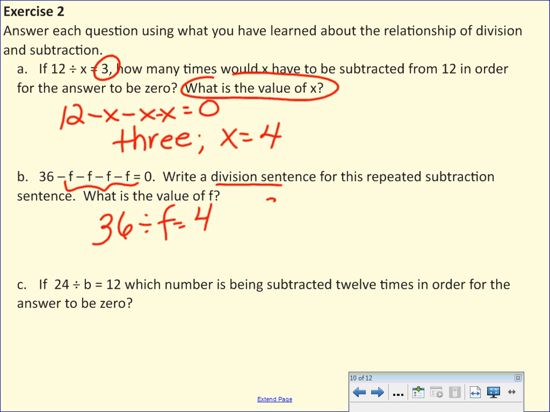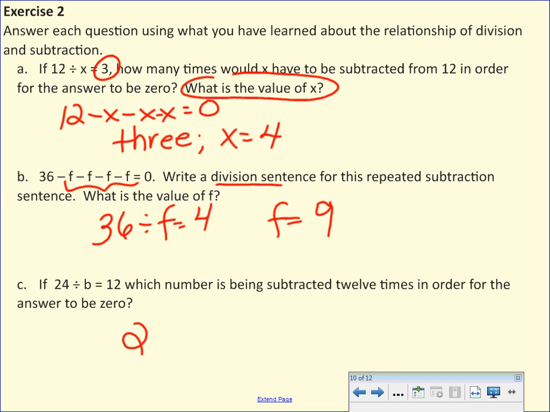So what is the value of f? What does f equal? 9. So if 24 divided by b equals 12, which number is being subtracted 12 times in order for the answer to be 0? What number is subtracted 12 times in order for it to be 0? 2. So 24 minus 2 minus 2 minus 2 minus 2 minus 2. We have to do that 12 times to get all the way down to 0.